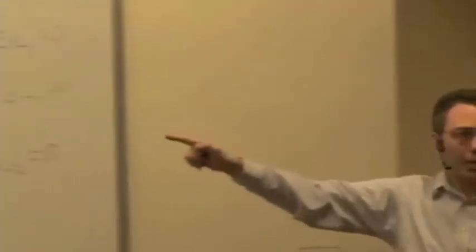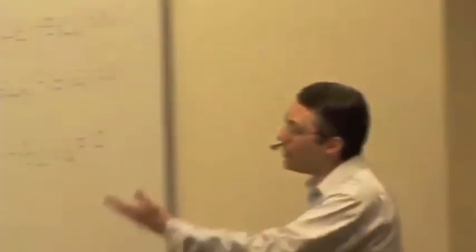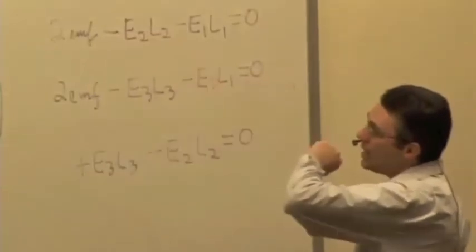Can I use those 3 equations to solve this system? There's 3 unknowns here, right? Electric field 1, electric field 2, electric field 3. Why not? One of the equations cancels out and we get the third one, right? These equations are not independent.